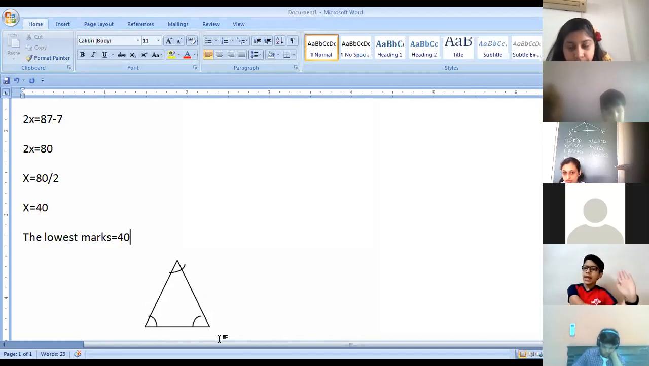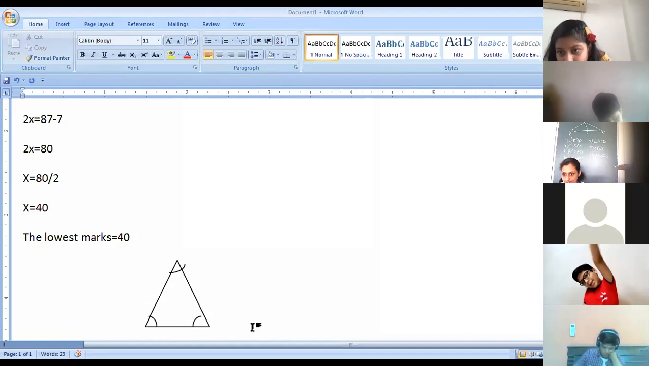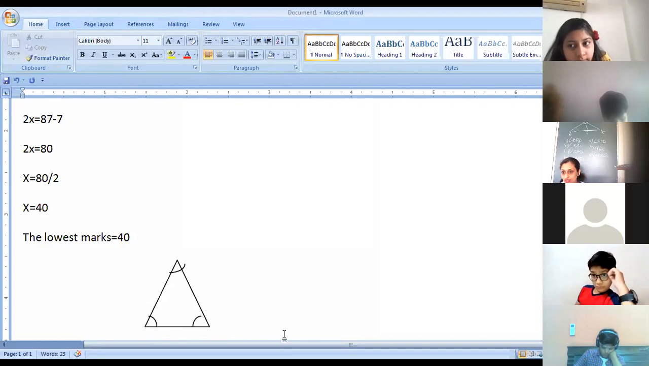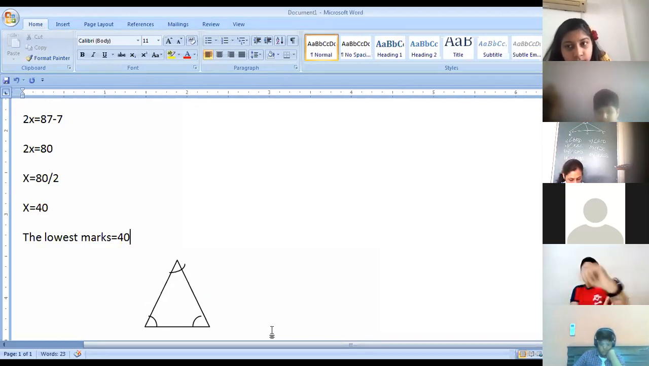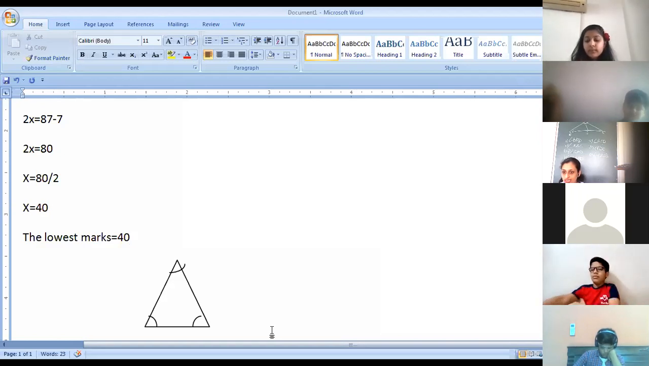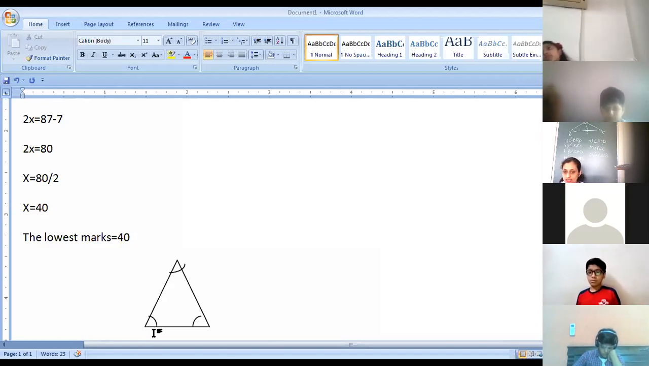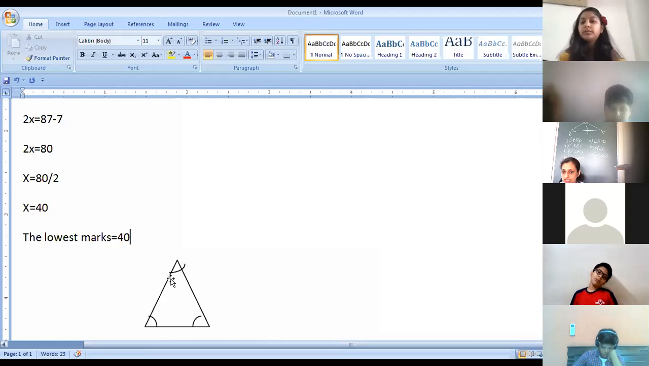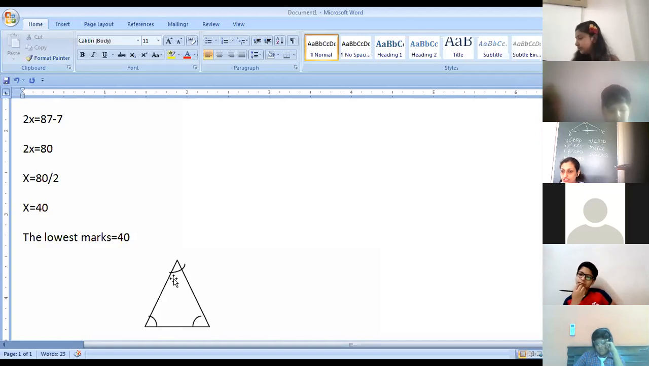Okay. And in an isosceles triangle, both the base angles are always the same. If you are taking x as a base angle, then both will be x. If you are taking y as a base angle, then both will be y. So always your base angles will be the same in an isosceles triangle. And you know the sum of the three angles of a triangle is 180 degrees. Any triangle, whichever triangle you take, when you add all three angles, the base angles and the vertex angle, you will get 180 degrees only. Clear? Yes, ma'am.